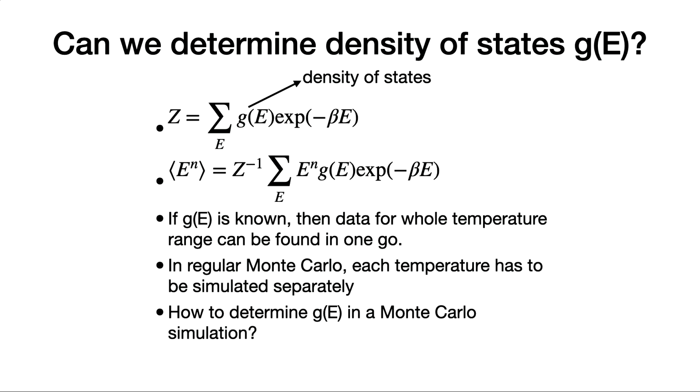If I know Z, I can compute the expectation value of e to the power n. This is the sum over e to the power n, G of E, divided by Z. Given a probability, I know how to compute all moments.